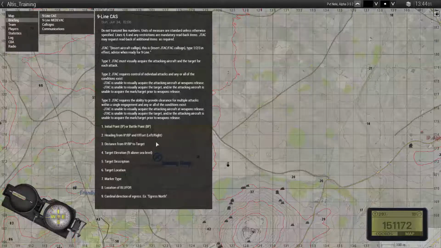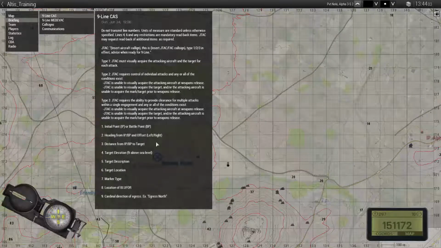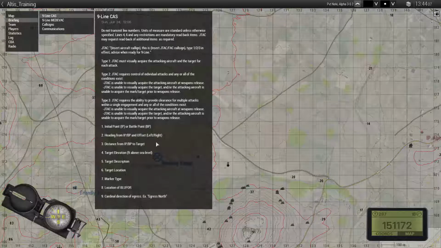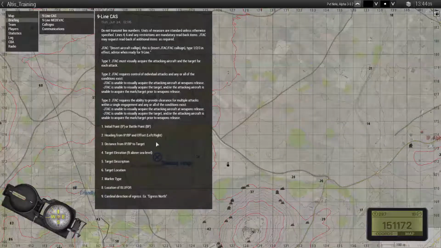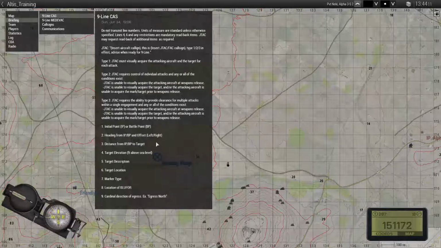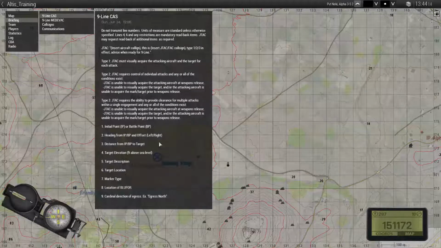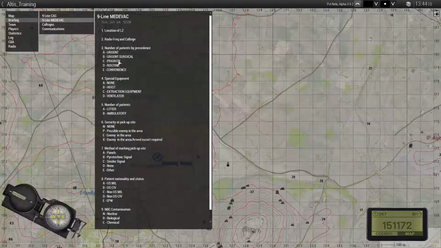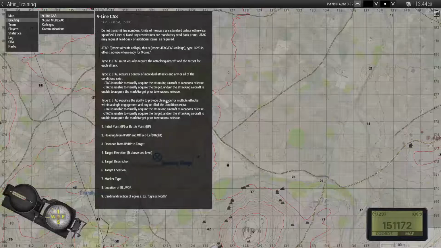Line 5 is the target description. Line 6 is the target grid. Line 7 is the mark type: smoke, laser, or talk on. Line 7, 8, and 9, clarify that for me, please.